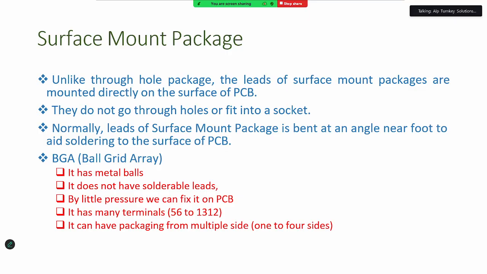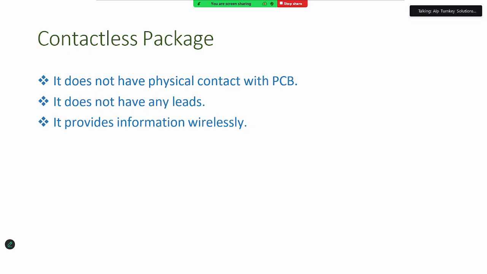And there are surface mount packages. Surface mount means, instead of holes in the PCB, we mount these ICs on the surface of the PCB. Contactless package: without contact also we can make these ICs.